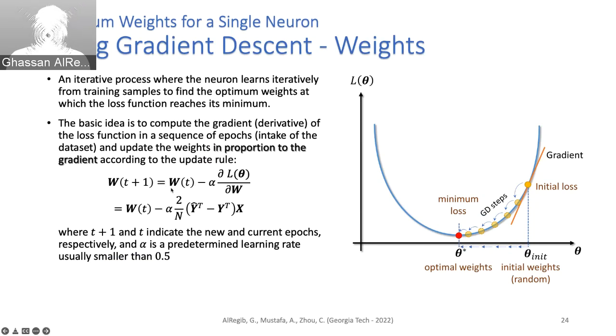So these are the updates for the weights. We have the weights at the previous iteration T minus the learning rate times basically the gradient of the loss function in this case. And basically it happened to be of this form for the specific scenarios.